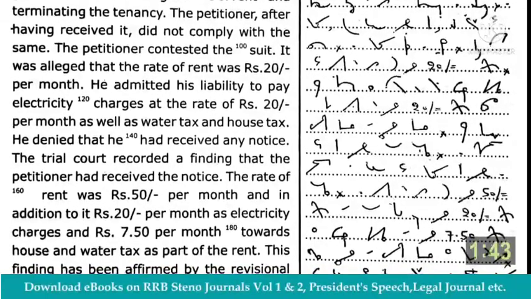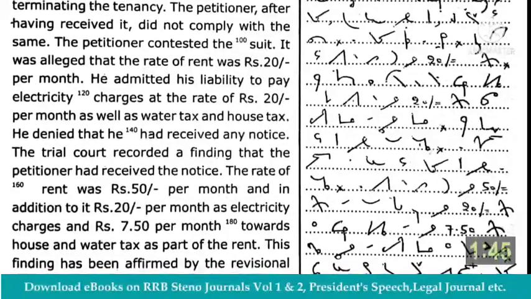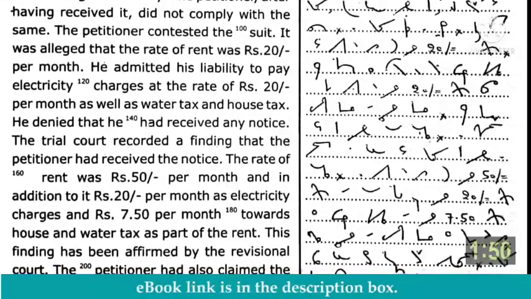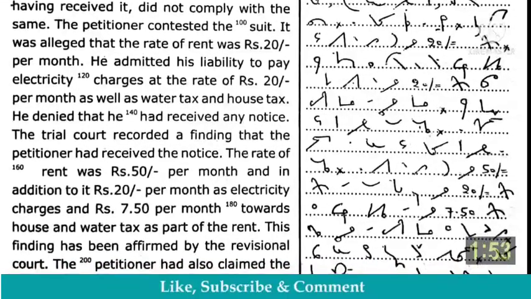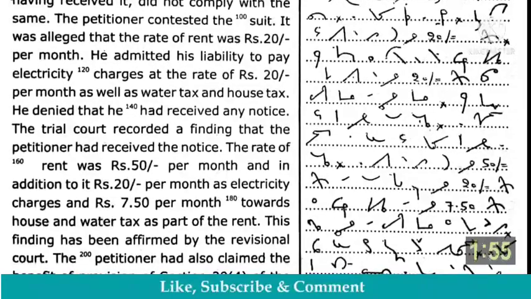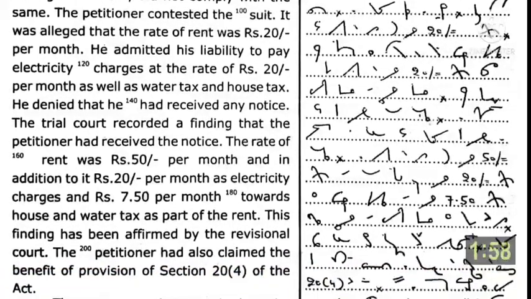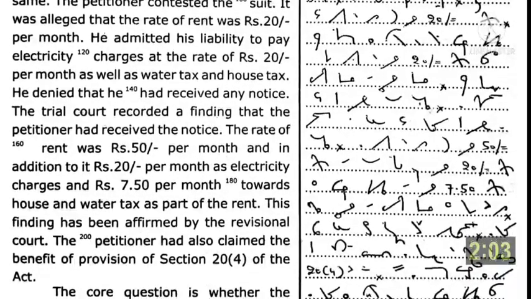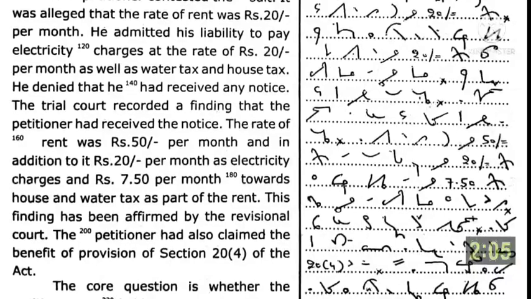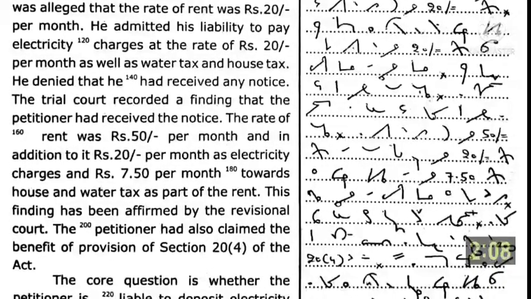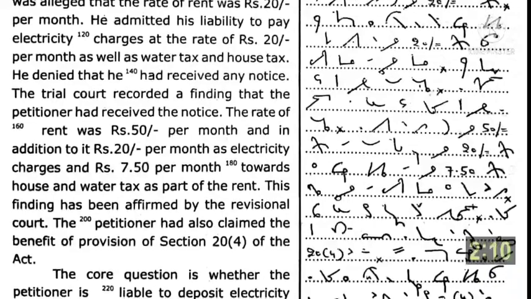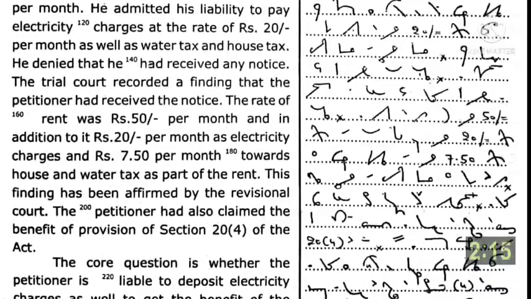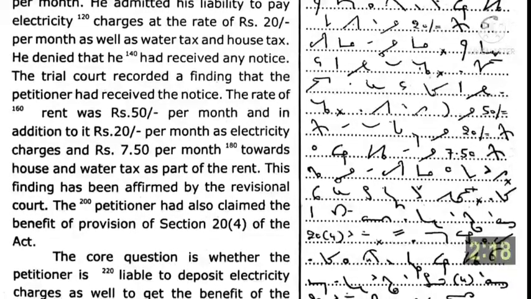The trial court recorded a finding that the petitioner had received the notice. The rate of rent was rupees 50 per month, and in addition to it, rupees 20 per month as electricity charges and rupees 7.50 per month towards house and water tax as part of the rent. This finding has been affirmed by the revisional court.